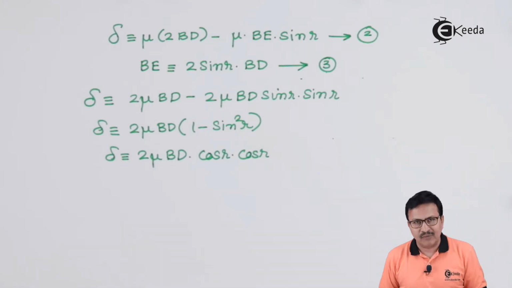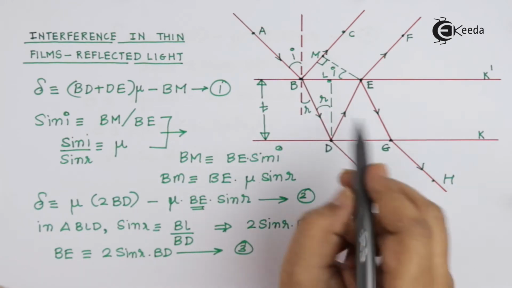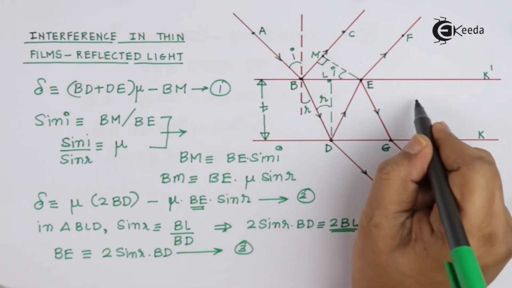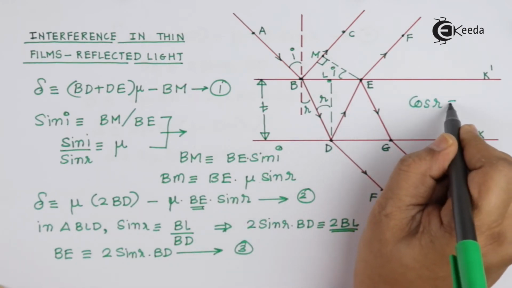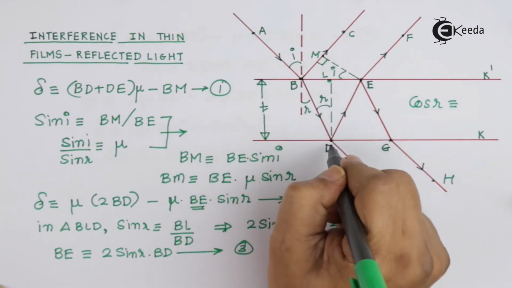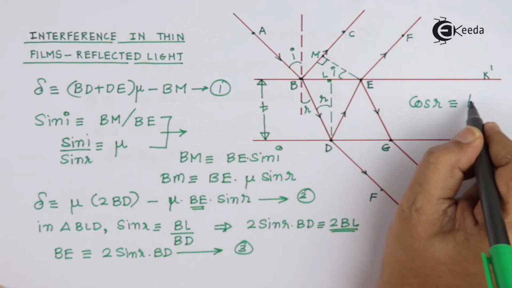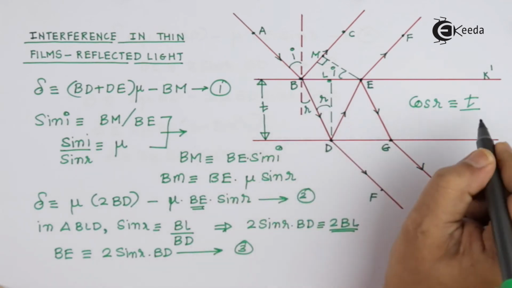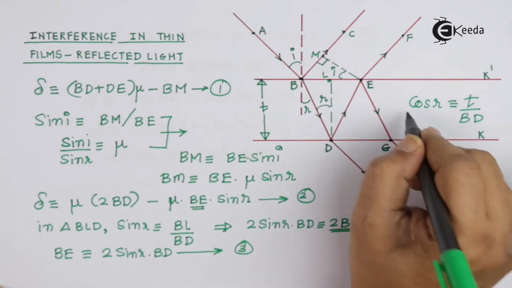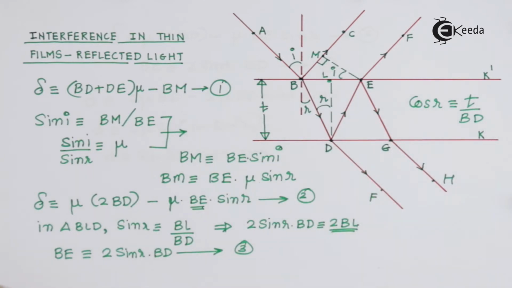Let us look at this diagram once again. So we have cos of R from here. If you want to write down cos R in this particular triangle, your cos R is going to be equal to your adjacent side, which is going to be your LD. But what is LD? LD is nothing but the thickness divided by the hypotenuse, that is nothing but your BD. So your thickness is going to be a multiplication of BD multiplied by cos R.